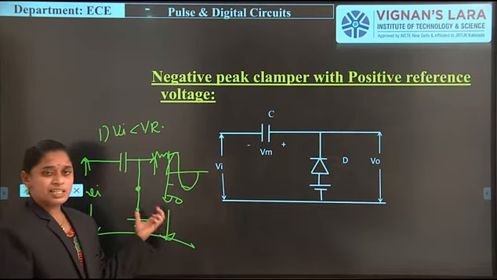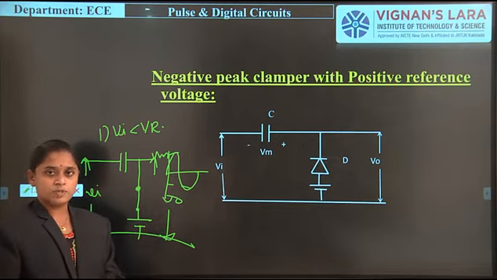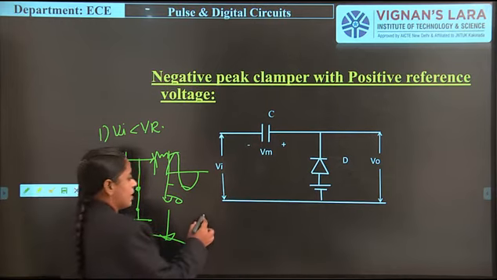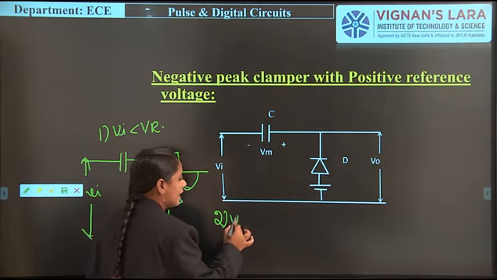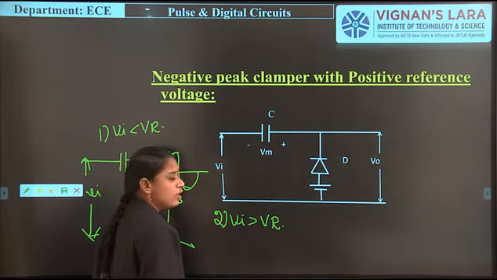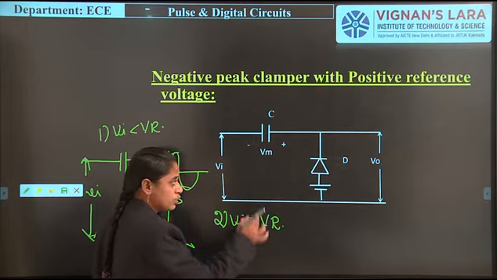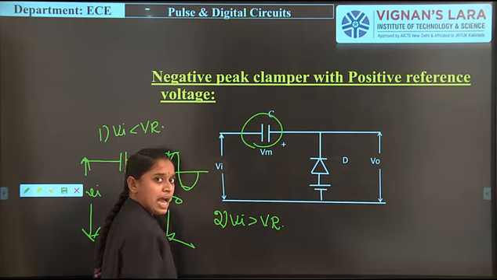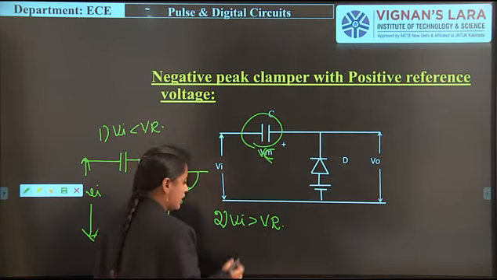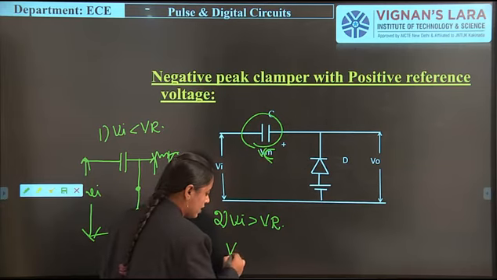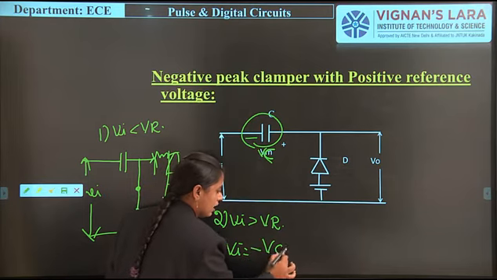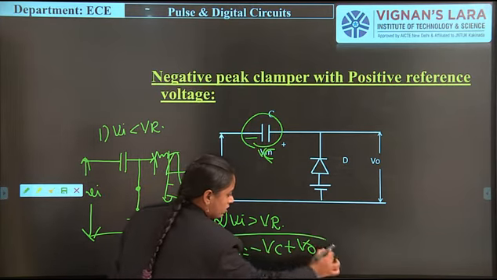We observe the steady state value when the diode becomes off. So what is the steady state value? That is when VI is greater than VR, so the input voltage is greater than VR. In this time the diode is in off condition and the capacitor starts discharging, which is indicated with the VC. So then the input voltage, the steady state value, VI is equal to minus VC plus V naught.